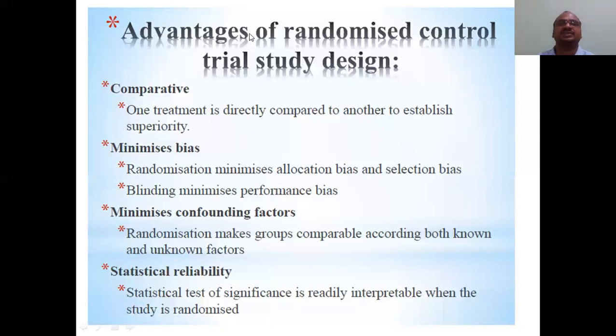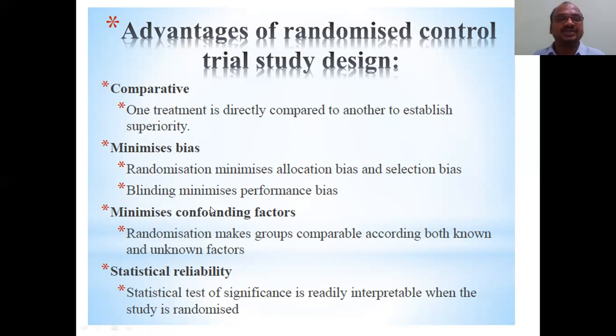And the advantages of the randomized control RCT design. Comparative, we can compare. In the last slide I showed how to compare with yellow and blue dots. Minimize the bias, it is very important. Bias must not be there. If bias is not there, it is a good study. Keep in mind, most students think that there must be bias. No bias means it is a good study.